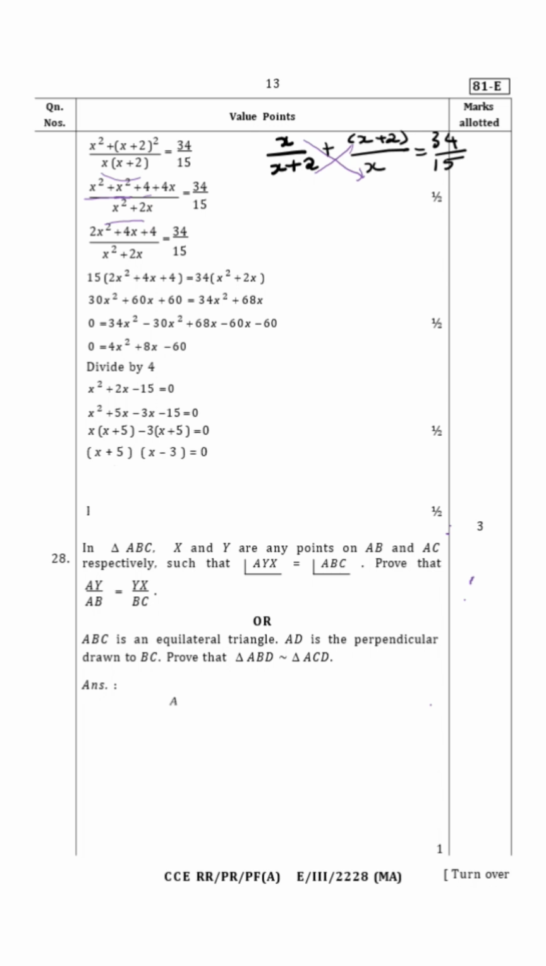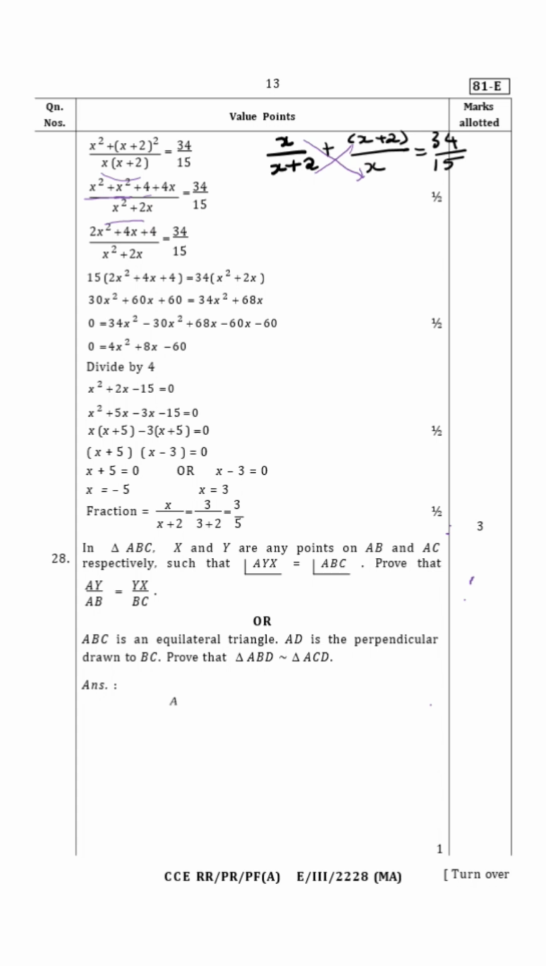So x plus 5 is equal to 0 or x minus 3 is equal to 0. So x is equal to negative 5 or x is equal to 3. So for the fraction, x is 3. The denominator is 3 plus 2, that is equal to 5. So the fraction is 3 by 5.